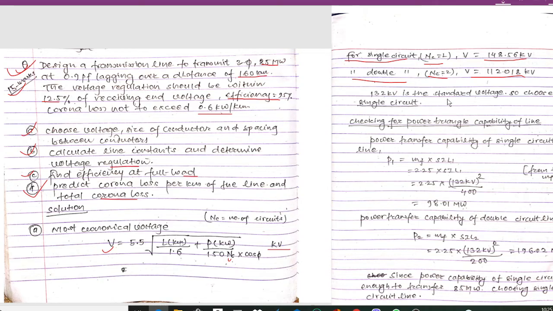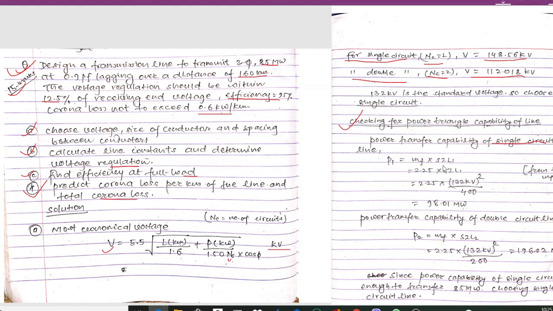Normally the standard voltage we choose is 132 kilovolt, and the next higher one is 220 kilovolt. Here first we choose 132 kilovolt as the standard voltage, and then we check the power transfer capability. First we calculate P1, the power transfer capability of the single circuit line. For a single circuit 132 kilovolt line, P1 equals MF into SIL, and the value of MF can be obtained from the table. MF is 2.25.